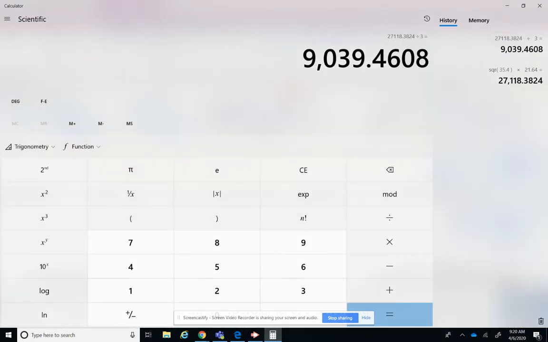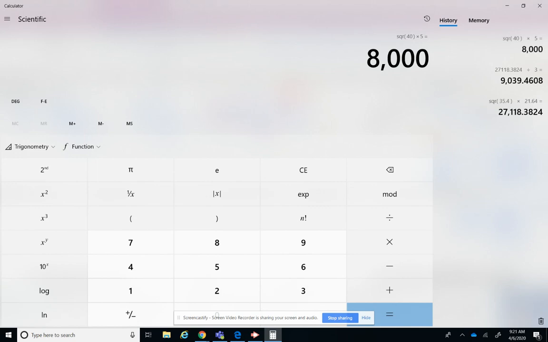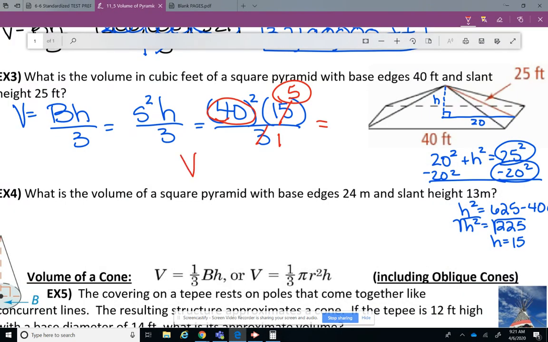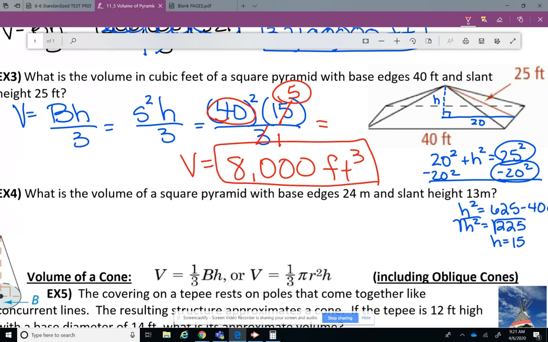So let me pull up my calculator and clear it out. We're going to do 40. Sorry, that is not 40. I'm trying to find my 0. There it is. 40 squared. And we're going to times it by 5. Okay, that's 8,000. All right, so my volume is 8,000. And then always go look at your label. It's going to be cubic feet. So the volume is 8,000 cubic feet.